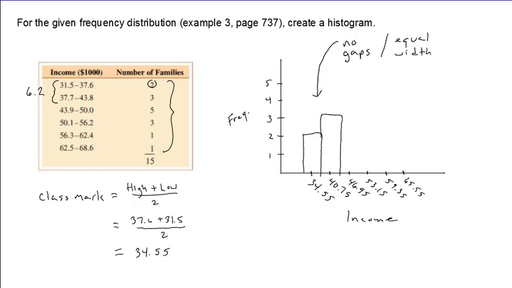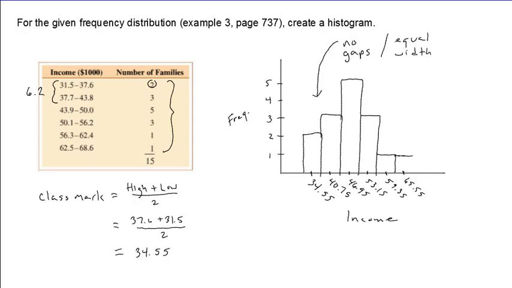The next one goes up to 5, so I'm going to keep drawing. My next bar is going to go up here. The fourth one goes up to 3, so it is the same height, excuse me, as the second bar. The second to last one is 1, and then the final one is 1 as well.